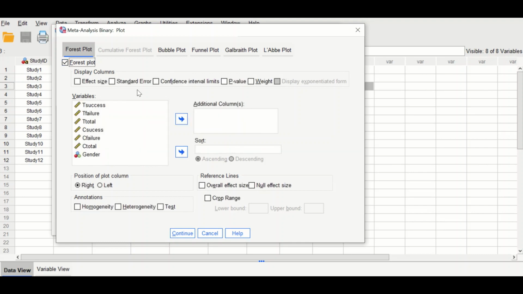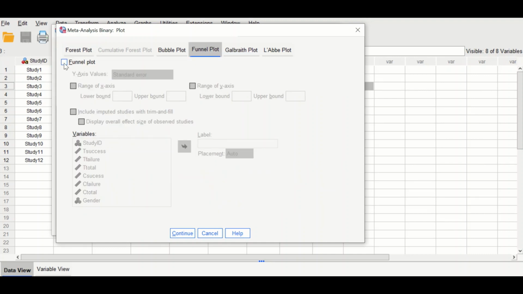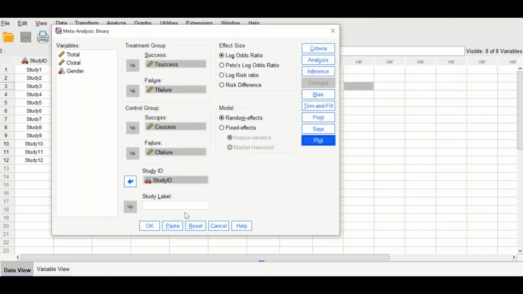So to produce a forest plot, tick on the square here, then select and tick the effect size, the standard error, the confidence interval, the p-value, and the weight. Here under this section, also for annotation, select the homogeneity, heterogeneity, and test. And for reference line, select the overall effect size and the null effect size. And for the funnel plot, tick on the selection option here for funnel plot and move the study ID to the label, and then click on continue.